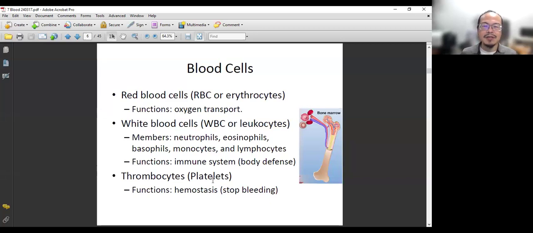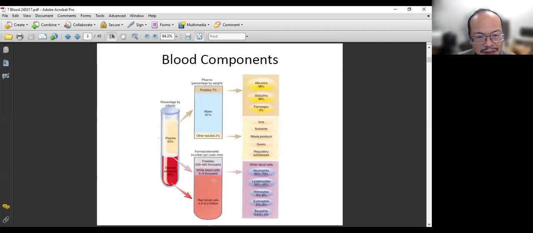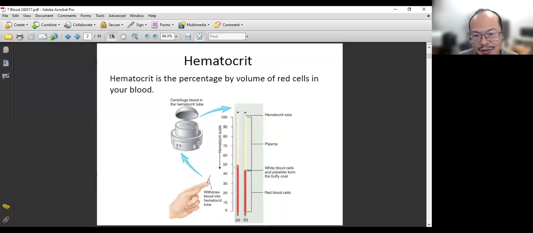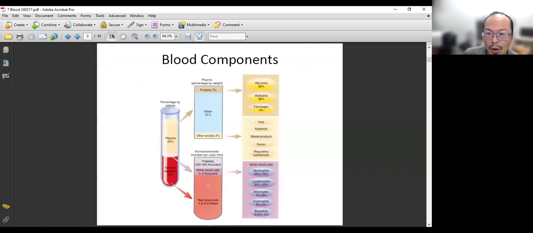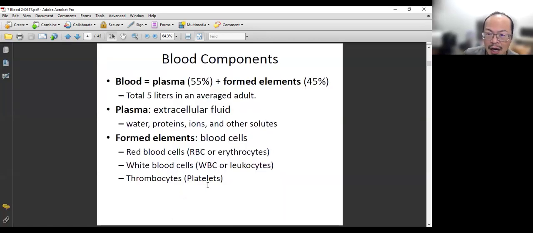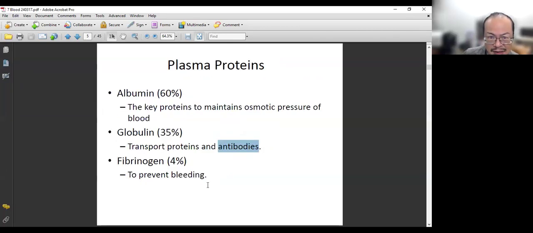All right, so all these cells, we have so many cells in the blood. Almost 50% of our blood volume is cells, right? Not exact, but almost 50% of the blood volume is cells. Then where do these cells come from? All of them originate from the stem cells in the bone marrow.